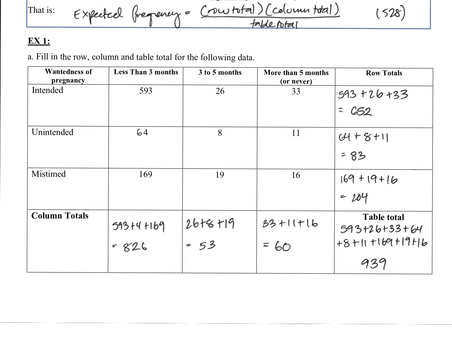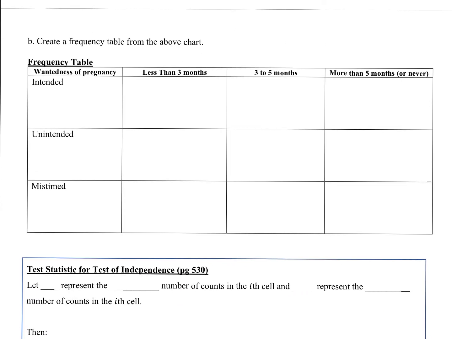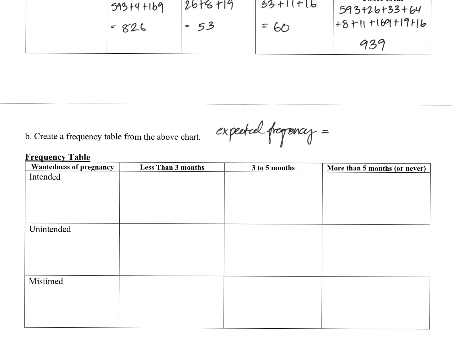Okay, so I went ahead and found the totals: the row totals, the column totals, and the table total. Remember, the table total comes from adding up all of the inside values. Now we're going to use this to find the expected frequency, which is going to be equal to the row total times the table total. Sorry, not times the table total. Times the column total, divided by the table total. In our case, our table total is 939.